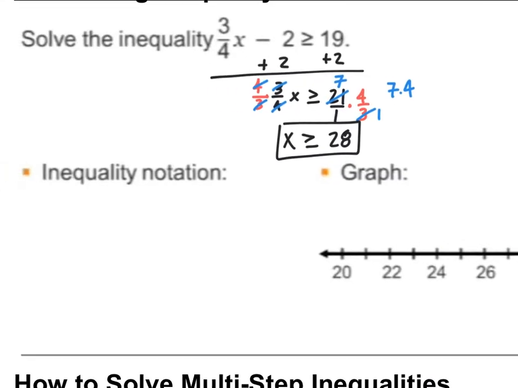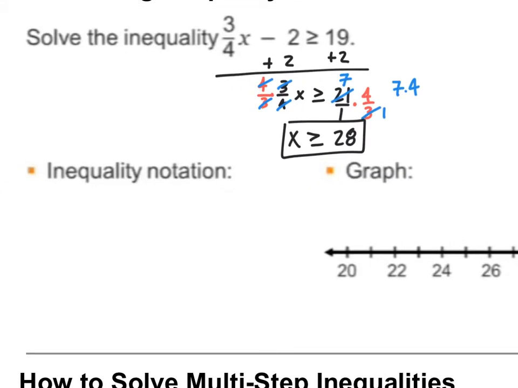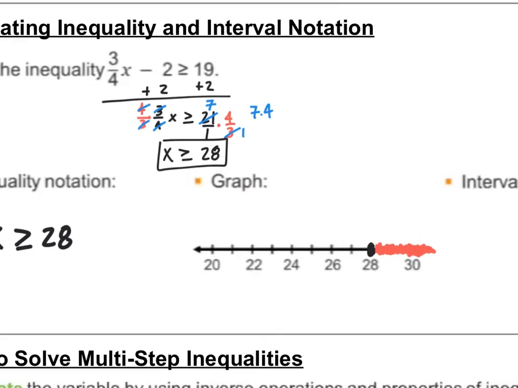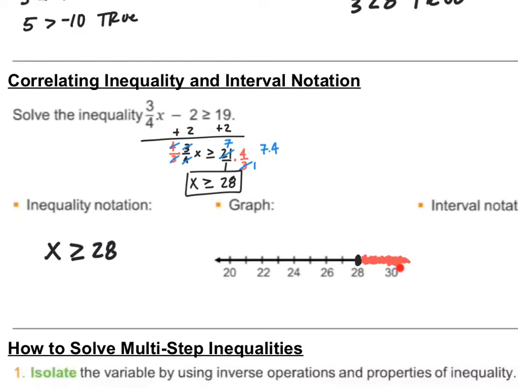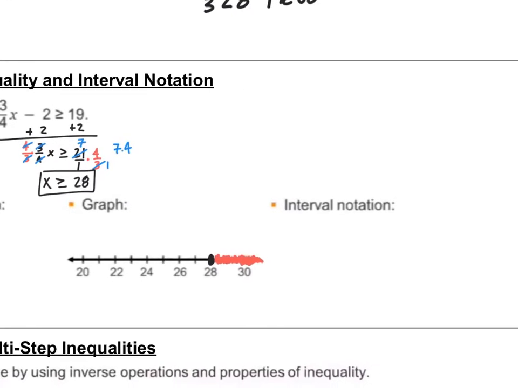So, what we know is that we have our inequality notation. We could say that x is greater than or equal to 28. We can show this with a graph, showing that all the values here are larger than or equal to 28. But we also have this concept of interval notation.